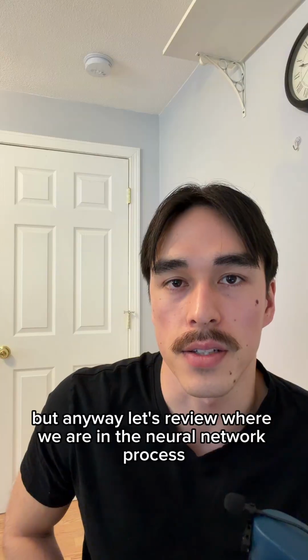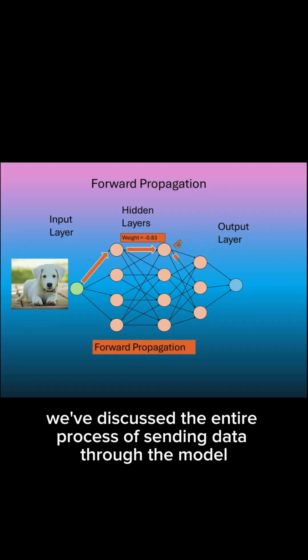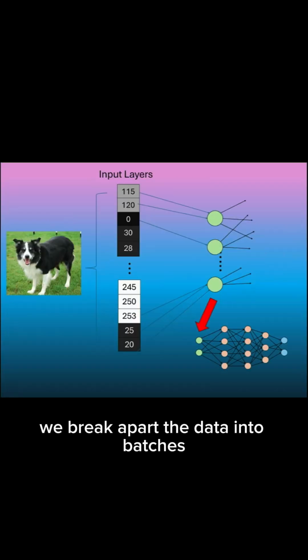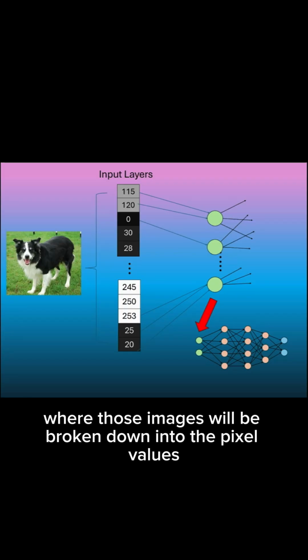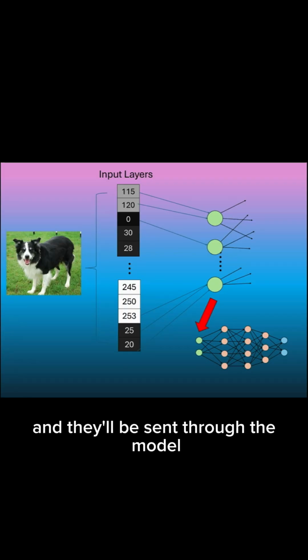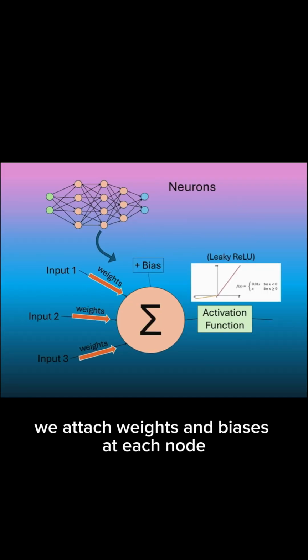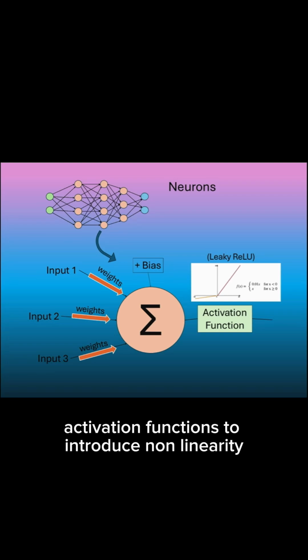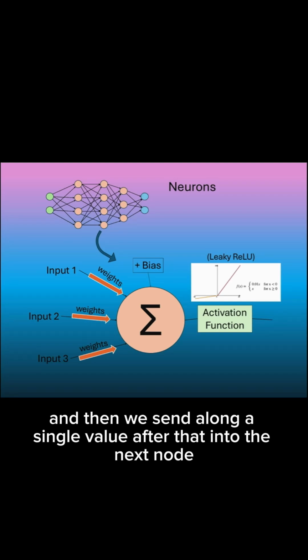Let's review where we are in the neural network process. Up until now, we've discussed the entire process of sending data through the model as part of the forward propagation steps. We break apart the data into batches and feed images into the input layer, where those images will be broken down into the pixel values and sent through the model. We attach weights and biases at each node to send the output value through activation functions to introduce nonlinearity. And then we send along a single value after that into the next node.